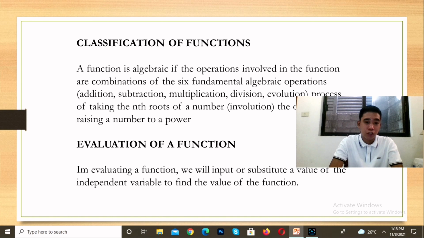Classification of functions. A function is algebraic if the operations involved in the function are a combination of the 6 fundamental algebraic operations: addition, subtraction, multiplication, division, evolution, the process of taking the nth roots of a number, and involution, the operation of raising a number to a power. Evaluation of a function. In evaluating a function, we will input or substitute a value of the independent variable to find the value of the function.